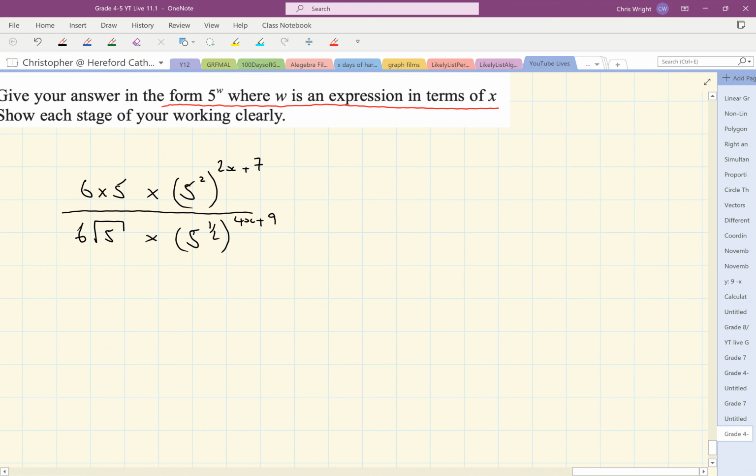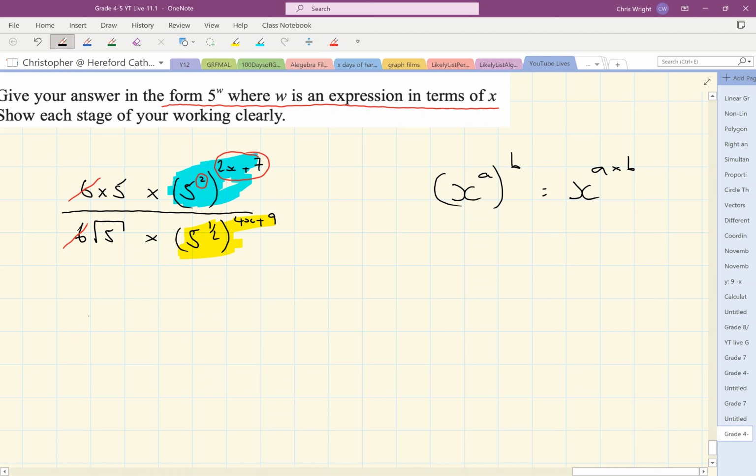So what shall I do next? Well, I can see that I can divide top and bottom by 6. So let's remove those 6's from the top and the bottom. And I also see that I can use my rules of indices here with this blue expression, and also here with this yellow expression. Now remember, your rules of indices are, for example, x to the power of a raised to the power of b is x to the power of a times b. So I'm going to multiply the 2 by the 2x plus 7 there.